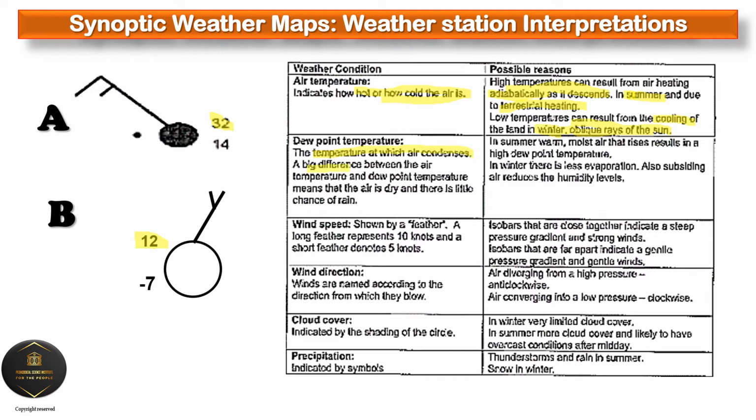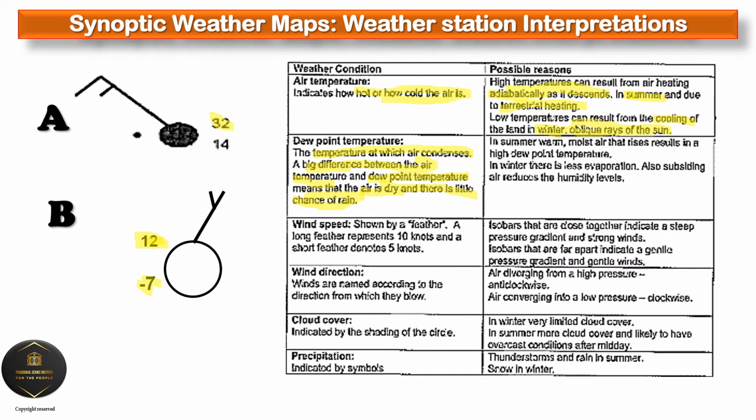And you must know that when there is a big difference between the air temperature and the dew point temperature, this means that this air is dry. So there is little chance for rain, and that usually happens in winter. So when there's a big difference, for example, the difference is 12 and -7, it shows us that these are typical winter conditions, which means we can't have rain as a result.